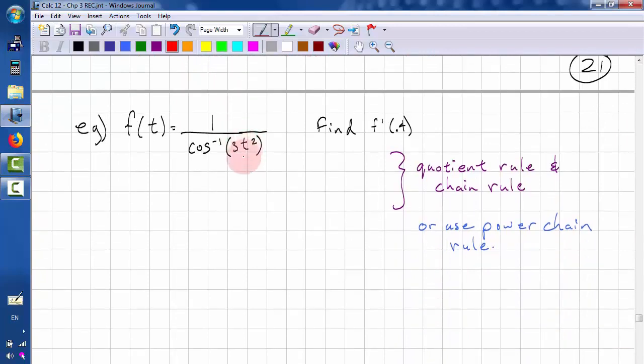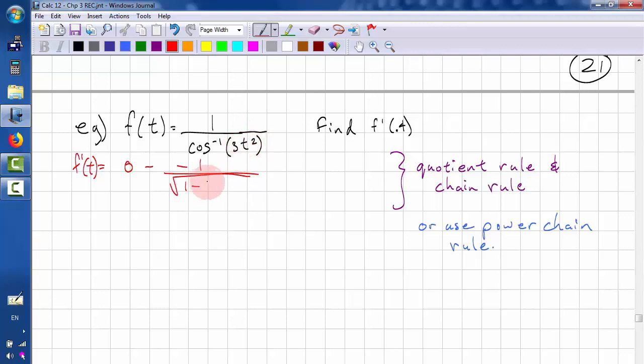Next question. We see that we have a composition, so it's a chain rule. We also have a quotient, so we need a quotient rule and a chain rule. And that's what the hint says. So f prime of t. Okay, the derivative of the numerator is 0. So we don't have to multiply by the denominator. Derivative of the denominator, that's minus 1 over square root 1 minus x squared.